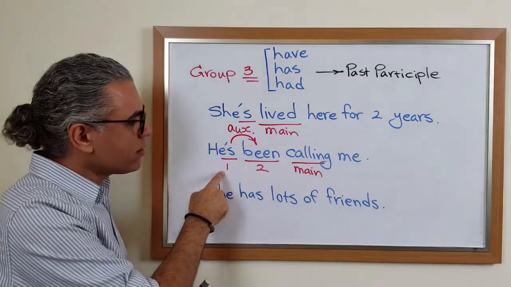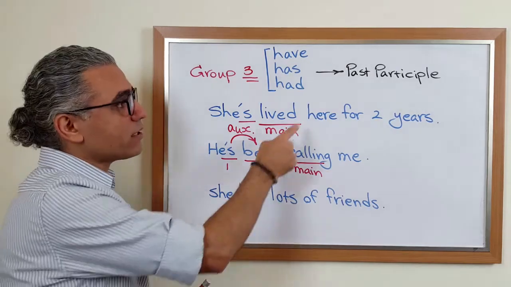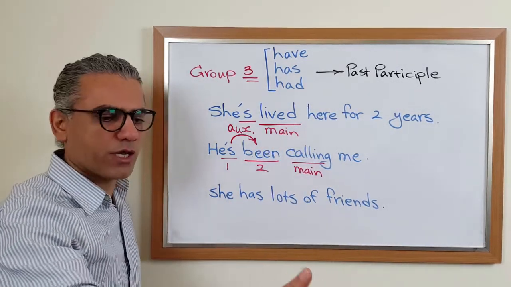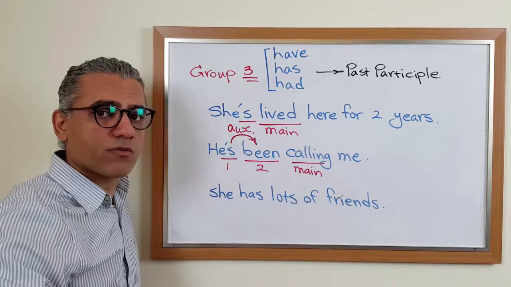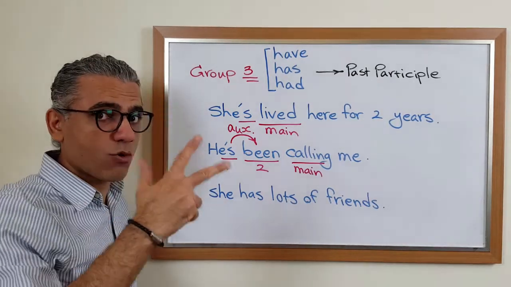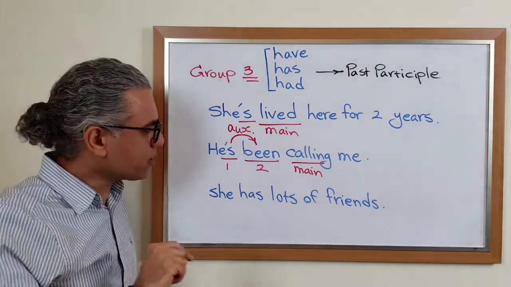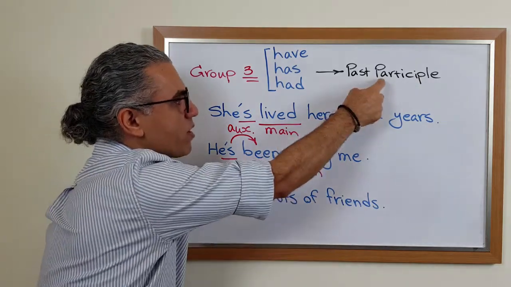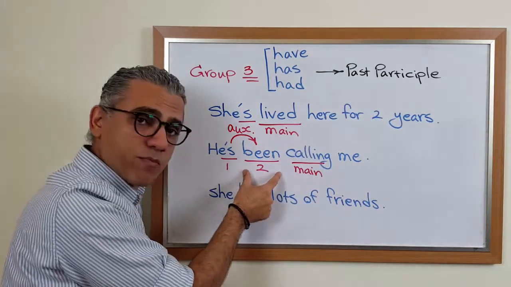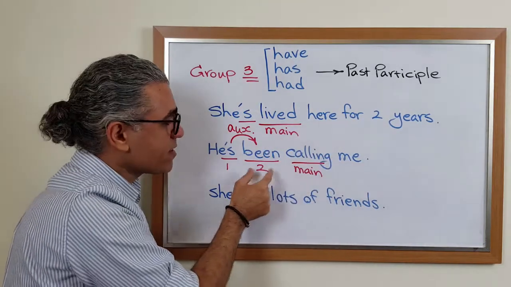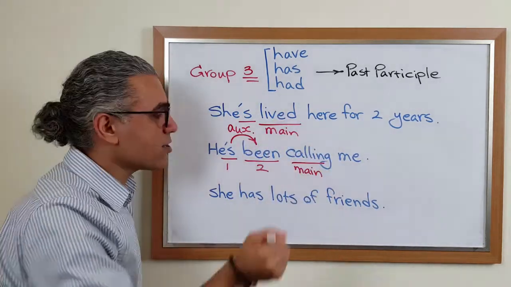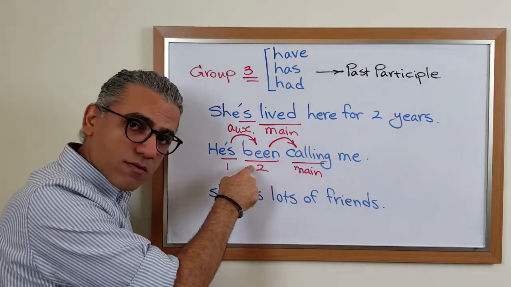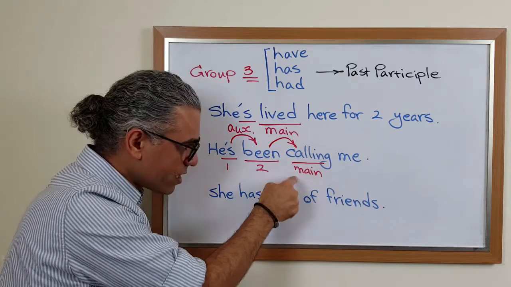It is has, so the following verb is not necessarily always our main verb. It could be our second auxiliary verb. It could be our third auxiliary verb. I'll give you an example of 3 auxiliary verbs in a sentence in a minute. He's been. This is has, so the following verb must be in past participle form. Now, this is been, and this is an active sentence, so the following verb must be in ing form. So this determines the form of this, and this determines the form of this.